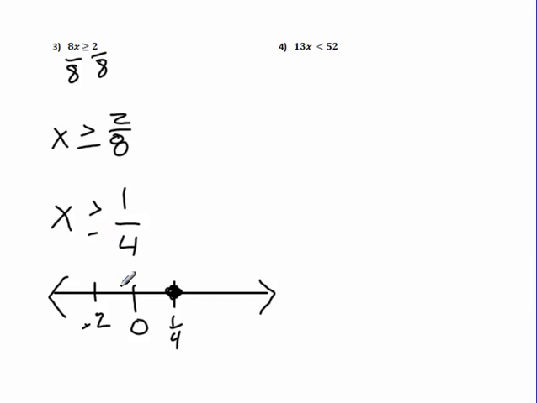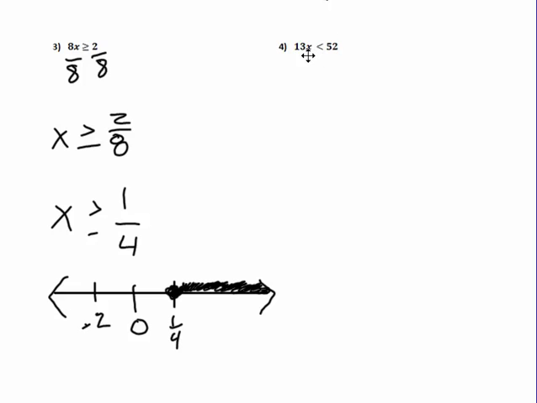Since I'm getting a little confused sometimes, I like to plug in a 0 for x, and this is going to answer that question for me. If x were 0, is 0 bigger than 1/4? No. So I shade away. Go away, shade away, run away from 0. Alright. There we go.